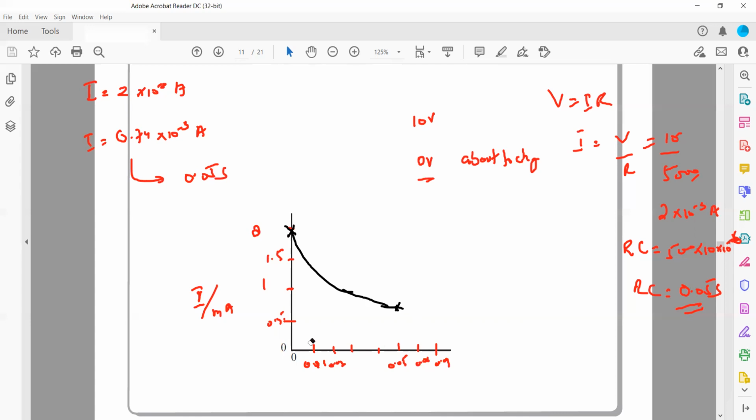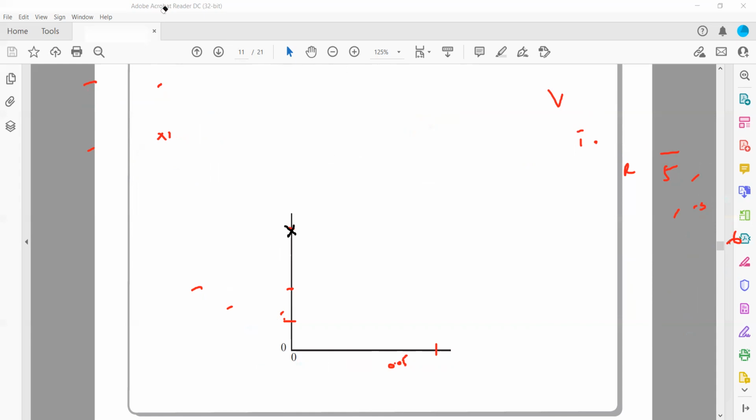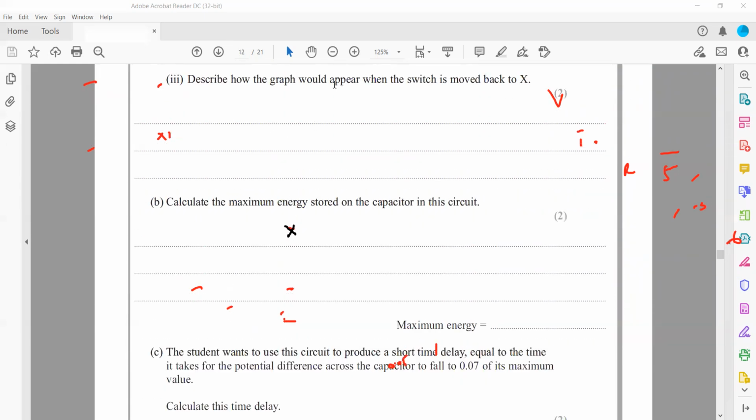The next part, after completing the graph, is to describe how the graph would appear when the switch is moved back to X. Now it starts to charge, because at Y it was discharging, but now at X it is charging back again. So what will happen to the shape of this graph?